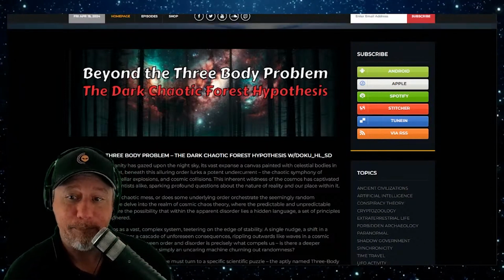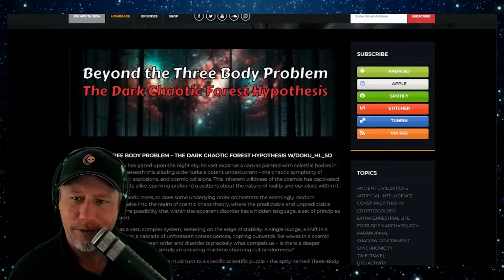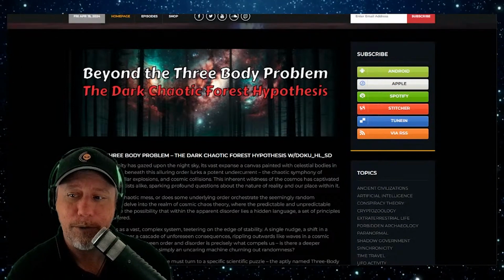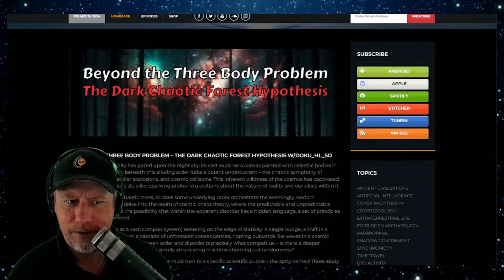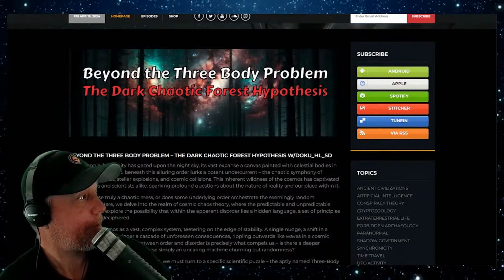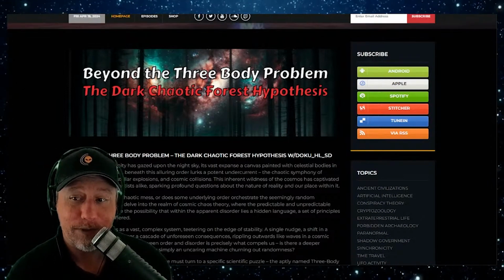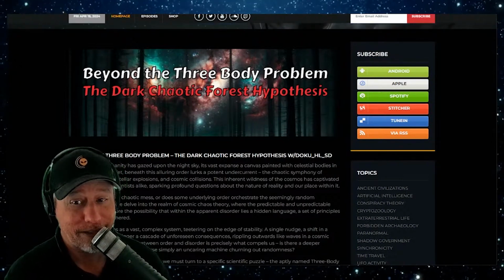For millennia, humanity has gazed upon the night sky, its vast expanse of canvas painted with celestial bodies in an intricate dance. Yet beneath this alluring order lurks a potent undercurrent, the chaotic symphony of gravitational forces, which leads us to the three body problem, right? Stellar explosions and cosmic collisions. This inherent wildness of the cosmos has captivated philosophers and scientists alike, sparking profound questions about the nature of reality and our place within it.